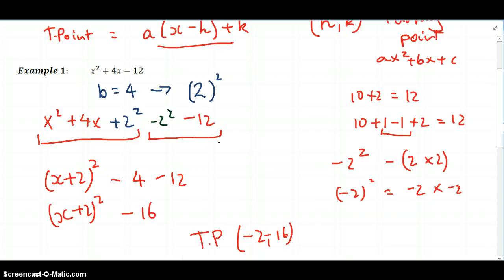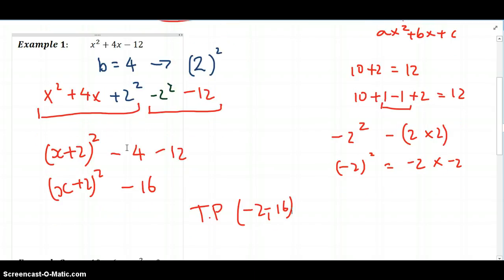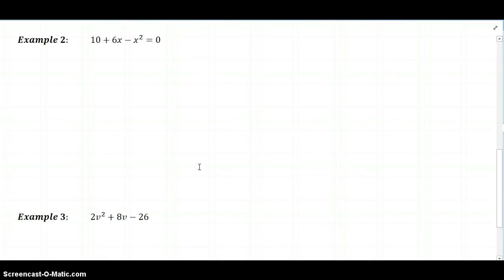So just to clarify once again, whenever you get to this step with x squared plus 4x plus 2 squared, that will always reduce down to a perfect square. We'll see this in the next example.